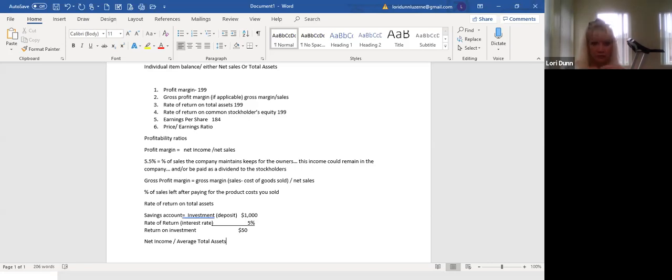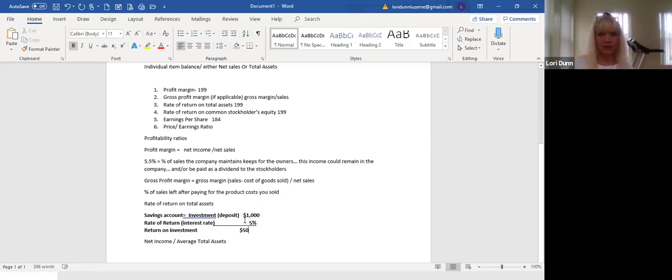Because you know that, you got the money, you know how much your assets are. But the company can't say, we're going to have a 5% rate of return. No, they make the money and then they calculate how much the actual return was. So we know the $50 and the $1,000 going into this from our example here. And we're trying to figure out the 5% or that rate of return.